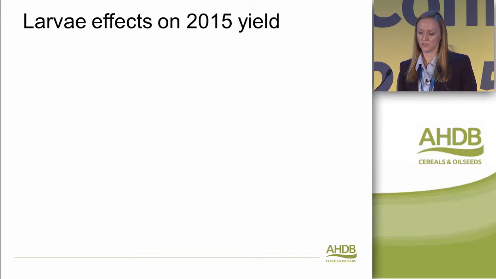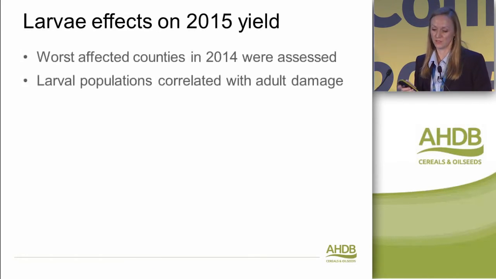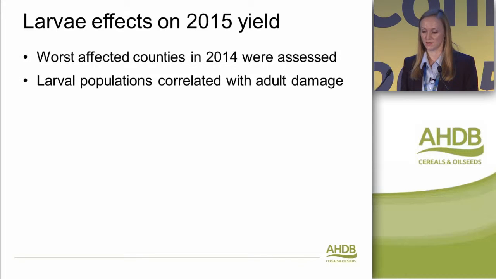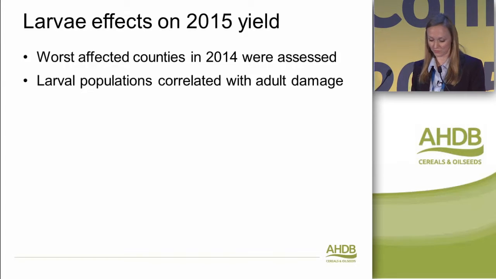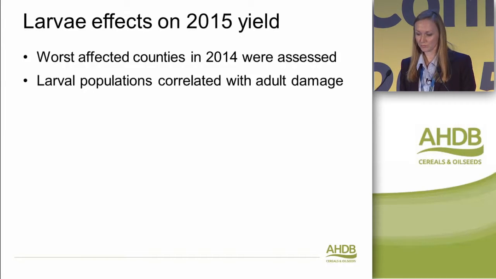So I'm going to start with looking at some of the larvae effects that we saw, looking at some of the sites which were worst affected in 2014 from the assessments that were made at the autumn of that year, and the counties which were carried forward and looked at and how the damage had affected them through the larvae were Bedfordshire, Cambridgeshire, Hertfordshire, Suffolk, Surrey and Hampshire.